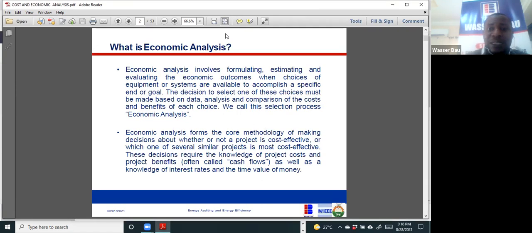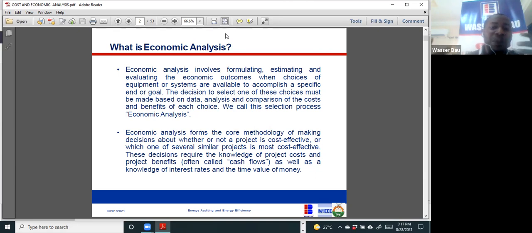So economic analysis involves formulating, estimating, and evaluating the economic outcomes when choices of equipment or systems are available to establish a specific goal. The decision to select one of these choices must be made based on data, analysis, and comparison of the cost and benefit of each choice. We call this selection process economic analysis.